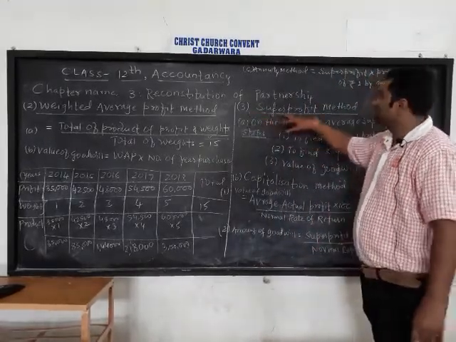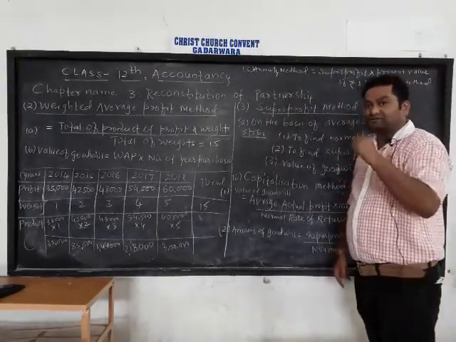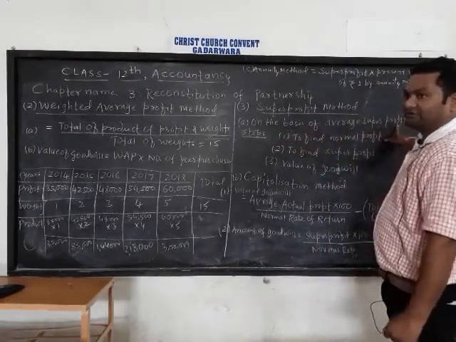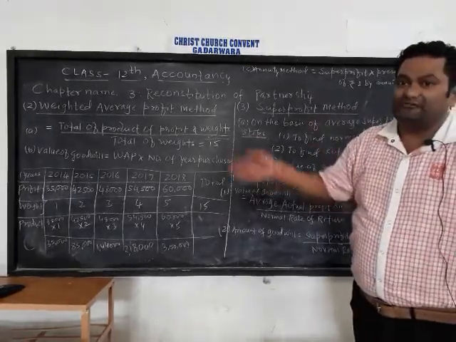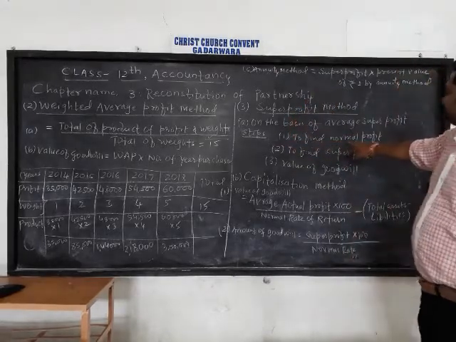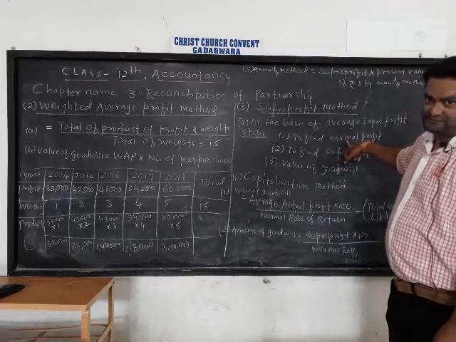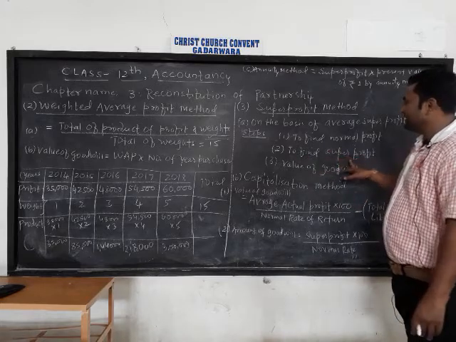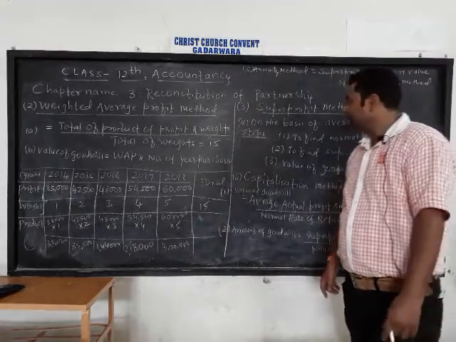Third method is the super profit method, which is very important. Every year one question comes out of it, on the basis of average super profit, for which you have to do all that which you already have done to find out normal profit, using the formula capital employed multiply 100 upon normal rate of return. Then you will have to find super profit by using the same formula, actual profit minus normal profit.